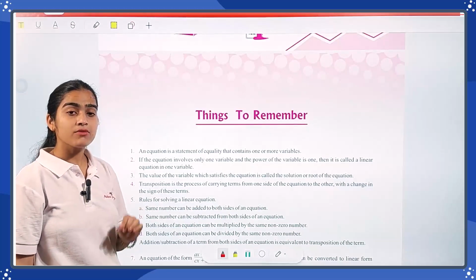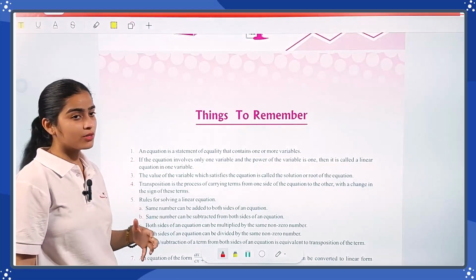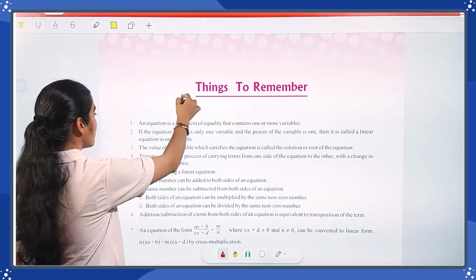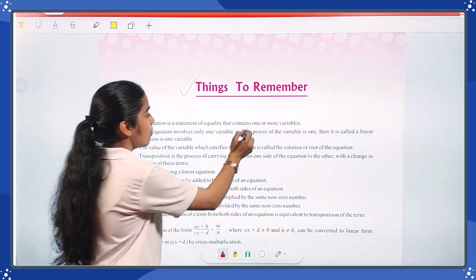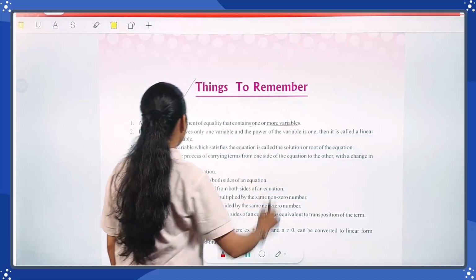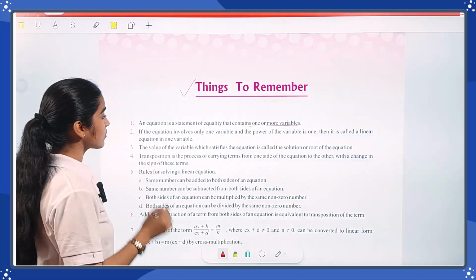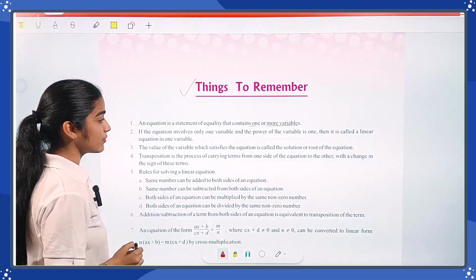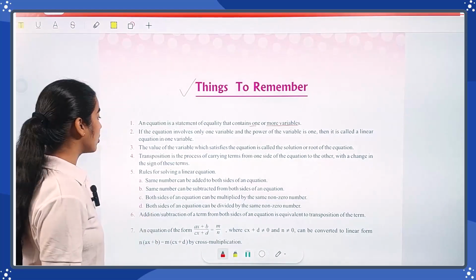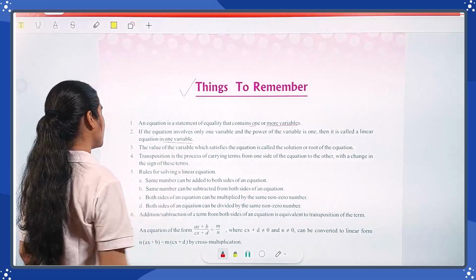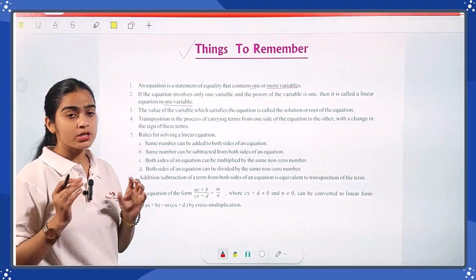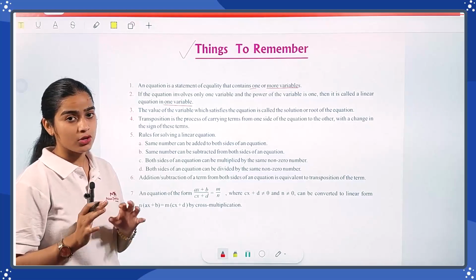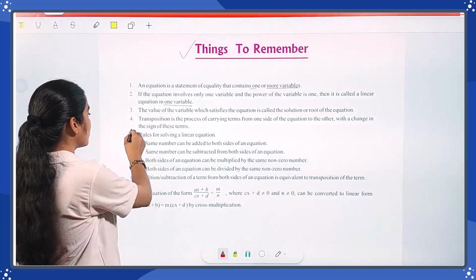Now we have some points which we have to remember while solving this chapter. So things to remember: an equation is a statement of equality that contains one or more variables. If the equation involves only one variable and the power of the variable is 1, then it is called a linear equation in one variable. So first you have to check the most important thing, how you have to solve your equation. So these are your steps.